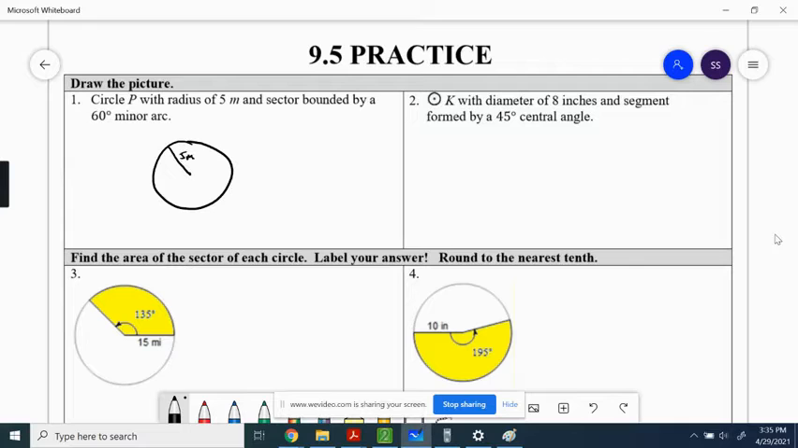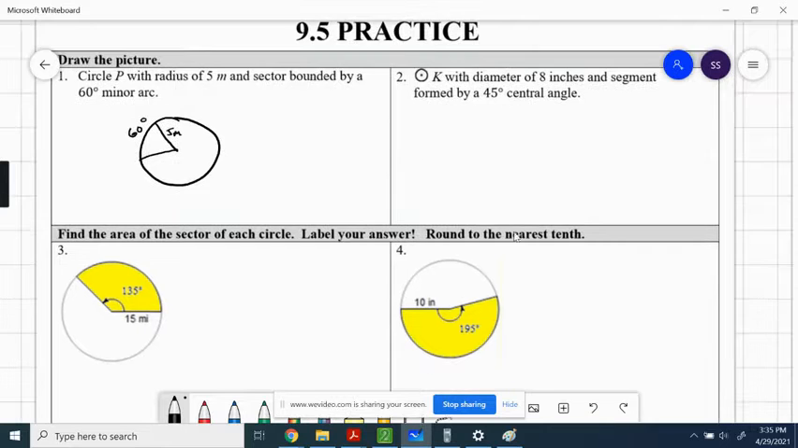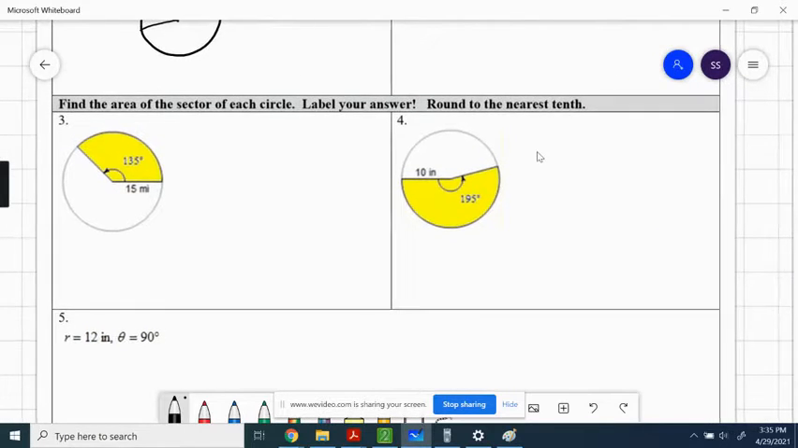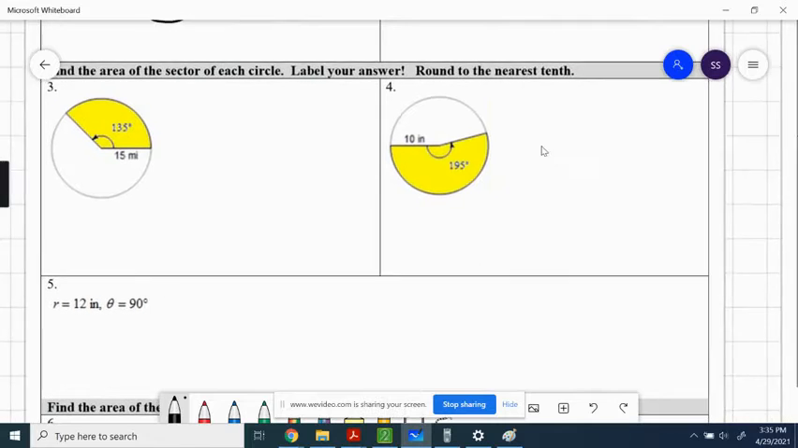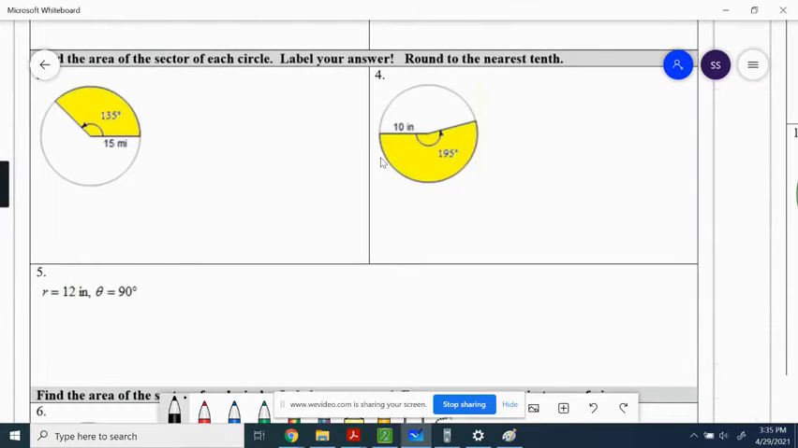There's my 5 meters and a sector bounded by a 60-degree minor arc. Okay, so I'm just going to eyeball 60 degrees, and I'm going to say that this arc out here is 60 degrees. That's it. All right, moving on. I think you guys are going to find that area of a sector is pretty easy, whereas area of segments are a little bit more difficult.